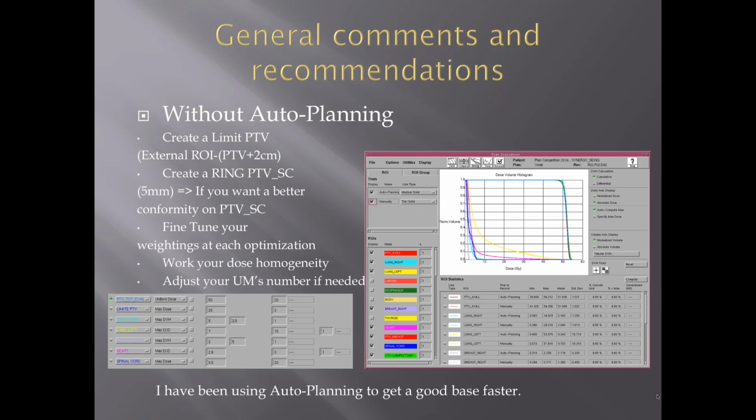So here you can see my different objectives and my different weightings for starting the plan, and to get a good base without auto planning. The reason why I used auto planning is because you can have a very good base and very fast. So we use it clinically in our clinic, and I use it for this plan competition to go fast.